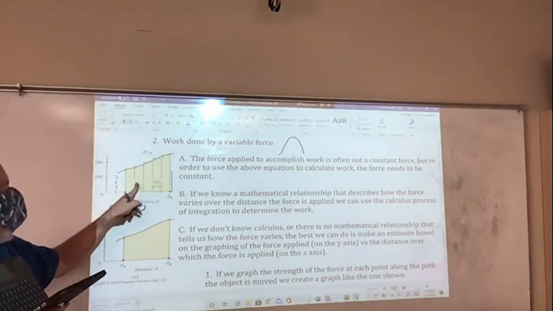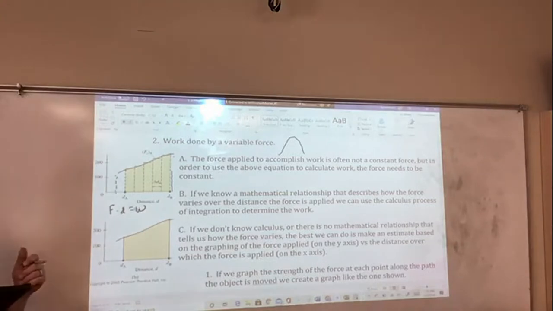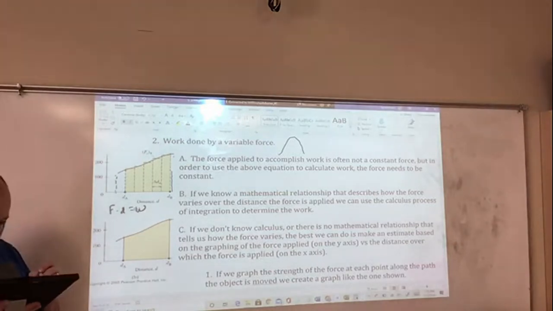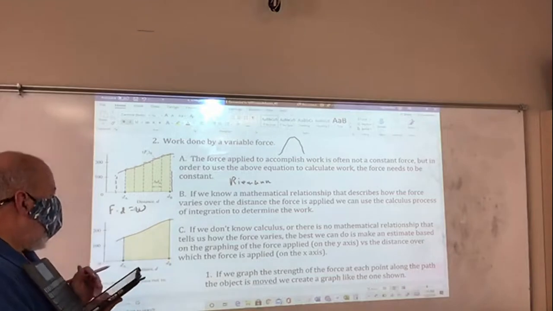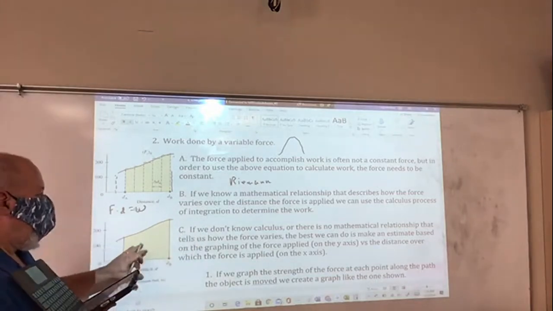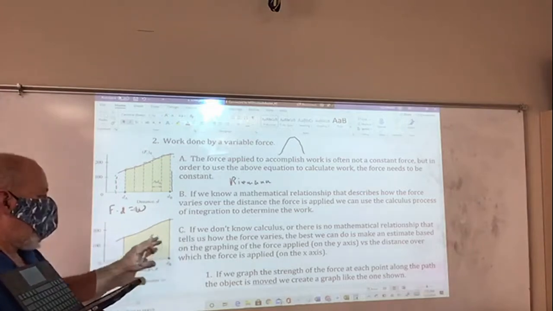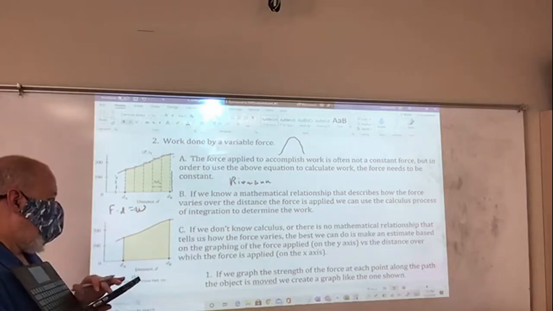This sum of these areas is called a Riemann sum. I don't know if you've heard that term yet, but it's R-I-E-M-A-N-N. It's a Riemann sum. So you'll hear about that sooner or later. If we don't know calculus, or if there's no mathematical relationship that tells us how the force varies, the best we can do is make this kind of an estimate.